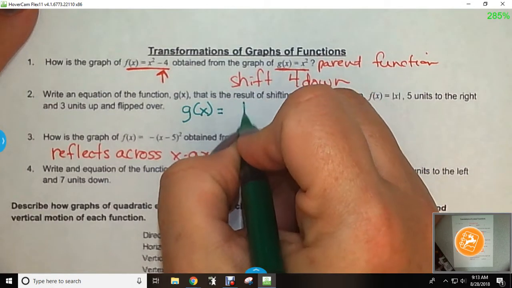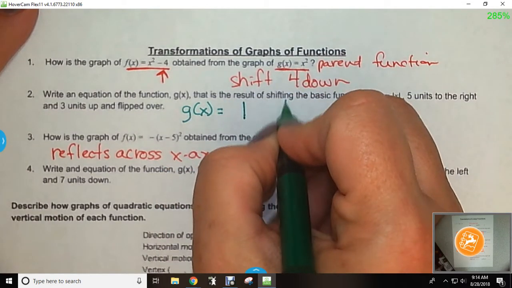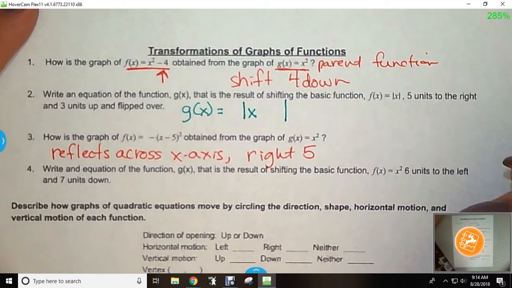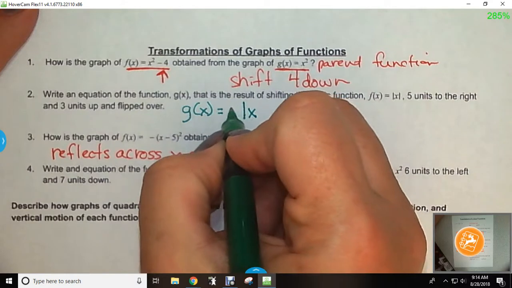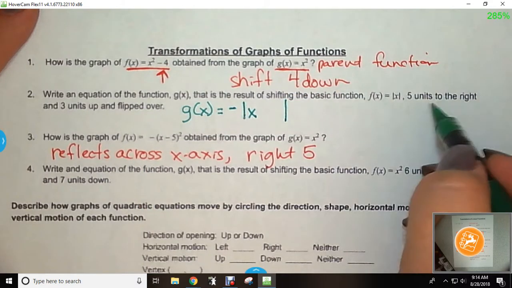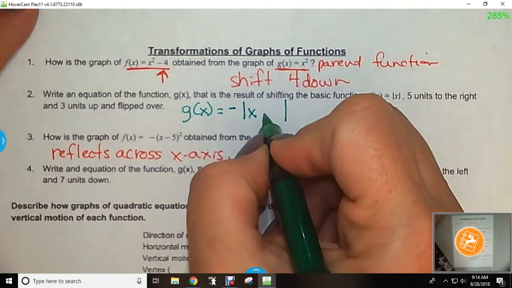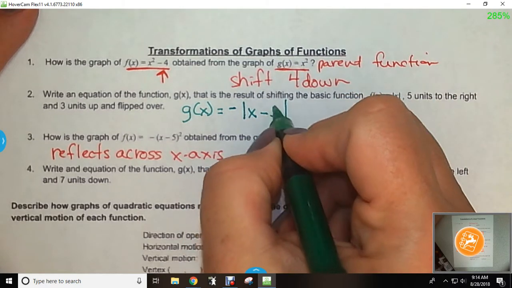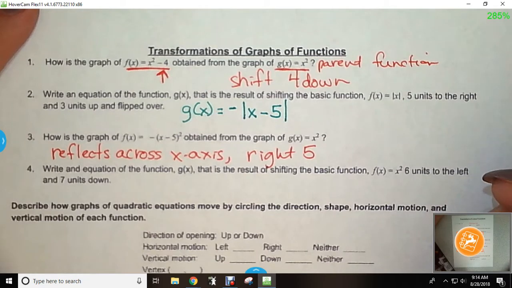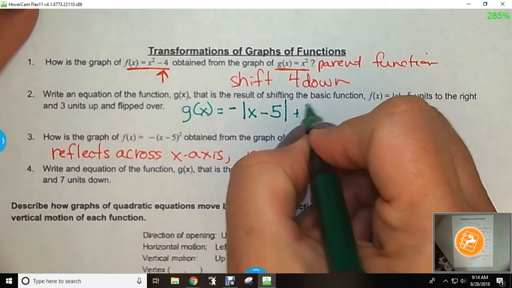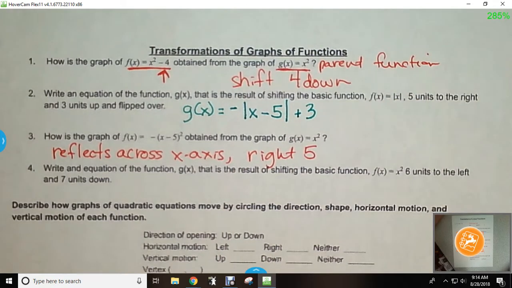So I know I'm going to have absolute value. Let me put my x in here. To flip it over, I'm going to have to put a negative out front. When I want it to move to the right 5, I'm going to have to put a minus 5 in here to move it to the right 5. And then 3 units up, I'm going to put a plus 3 after. And that is your equation for g of x.